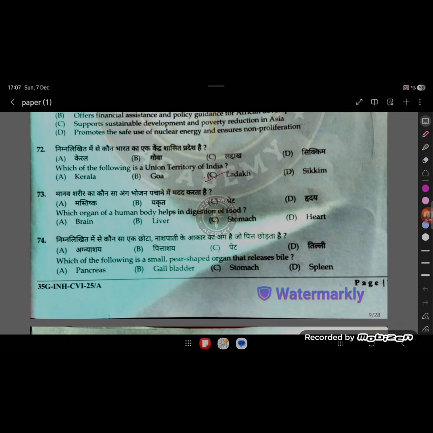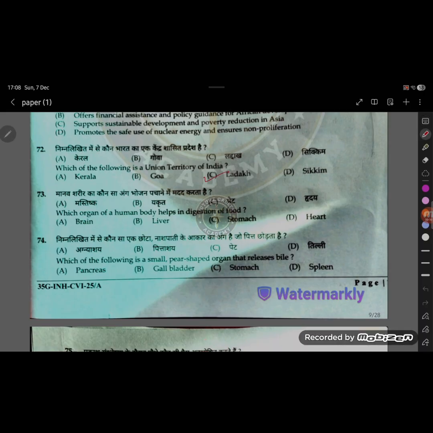Now for question number 73. It reads, which organ of a human body helps in digestion of food? Now, it is quite an easy question to eliminate brain and heart. They have no role in digestion. But the confusion arises between liver and stomach. Now, here liver just releases bile juice and it digests fats only. But in your food, we have fats, proteins, vitamins, so many things. So, stomach C is a better option to choose between B and C.